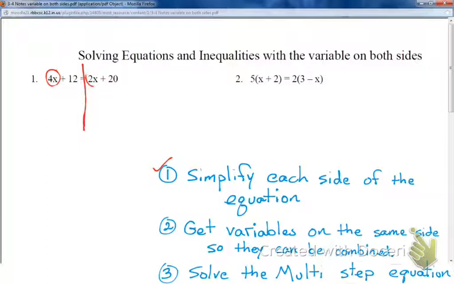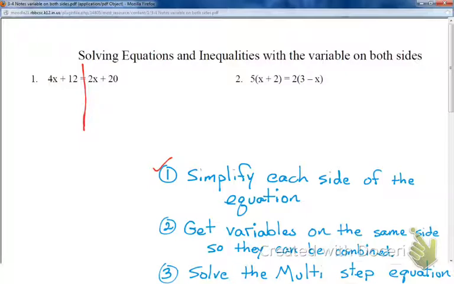Well, in order to do that, I need to undo what that variable is doing on its individual side. So, for instance, this is a positive 4x. If I wanted to turn that into a 0, I could subtract 4x on both sides. That would be fine. I'm not going to do that, however, because by subtracting 4x, I would end up with a negative x, or a negative value on the right hand side over here. And I don't like negatives, I like positives.